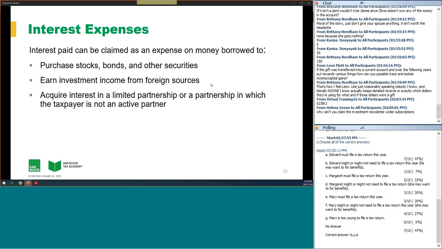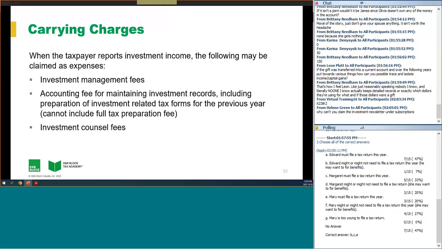That's everything you need. Helene, why can't you claim the investment newsletter? Because it's not personal to your accounts. So when they're talking about carrying charges, they're talking about things that you are paying out of your own pocket for your personalized, specialized advice. Not general knowledge and things that anyone can access if they want to access it. And it's mostly because the government can pick what they want to give you a deduction for and what they don't. All right, that's it for class today.